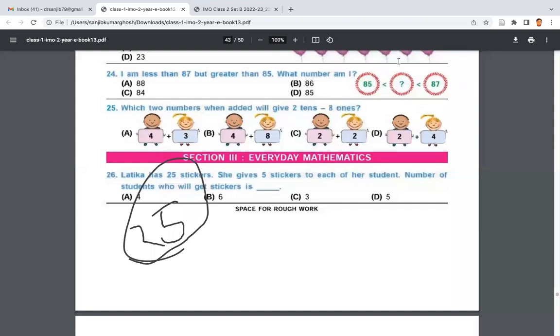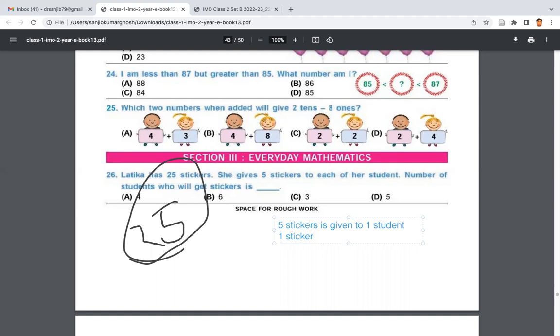No, beta, we don't have to minus. See, one student is getting 5 stickers. 5 stickers are given to one student. One sticker will be given to how many students?